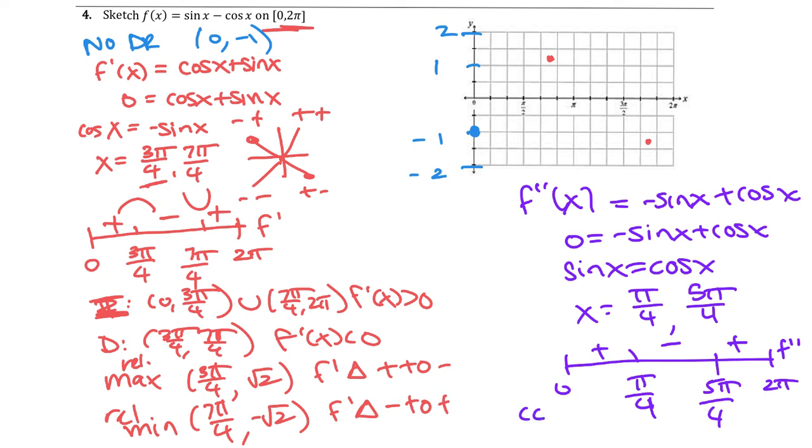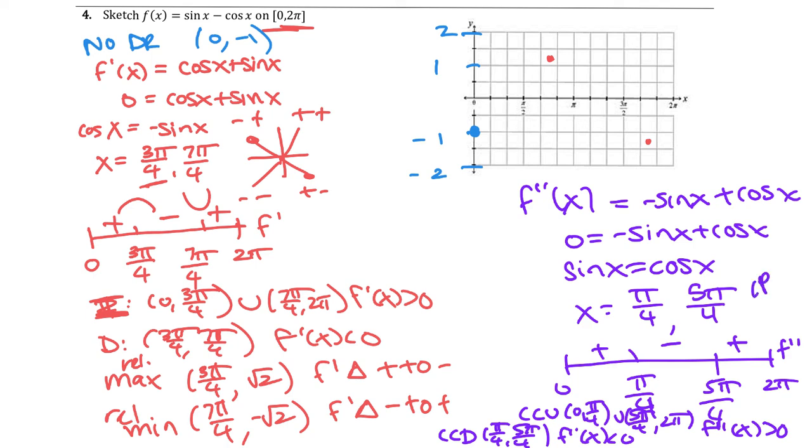So I can identify that we are concave up from 0 to pi over 4, and from 5 pi over 4 to 2 pi, since our second derivative is positive. We're concave down from pi over 4 to 5 pi over 4, since our second derivative is negative. And we have two inflection points. Oh, let's do this. I'm going to come up here. We have inflection points at pi over 4 and at 5 pi over 4, since the second derivative changes sign.